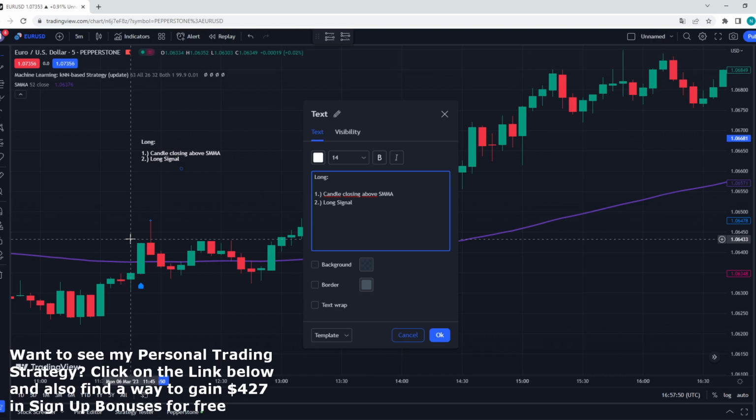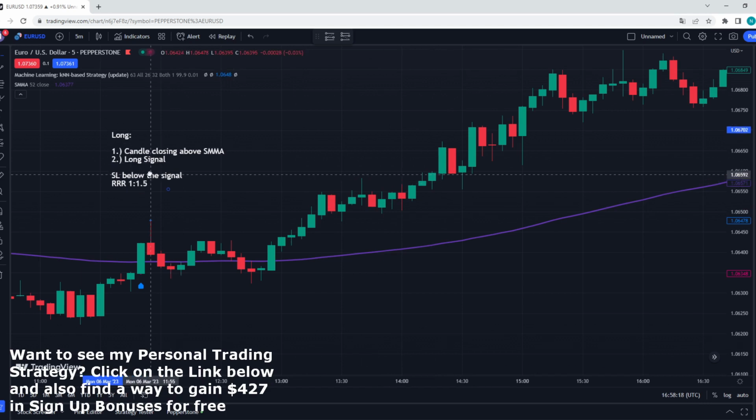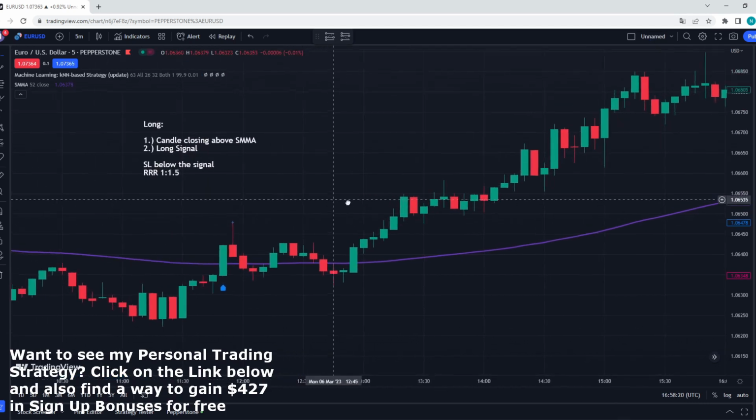Then we will set our stop loss below the signal. So our stop loss in this case, we will put right below this signal marker over here. So this will be our stop loss. And our risk reward ratio will be 1 to 1.5. I will make it a little bit bigger so that you can read it. And this is basically everything that we need.